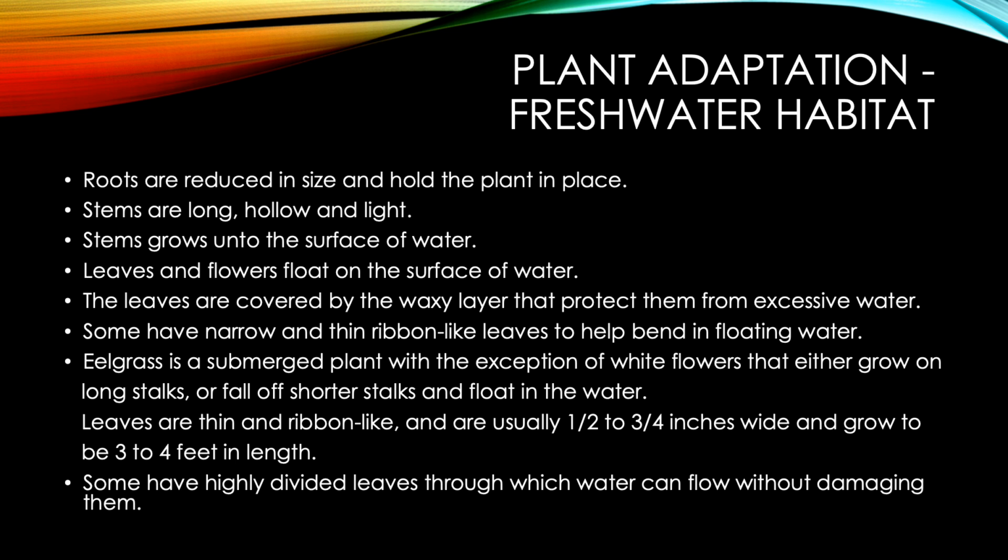Eelgrass is a submerged plant with white flowers that either grow on long stalks or fall off shorter stalks and float in the water. Leaves are thin and ribbon-like and are usually 1/2 to 3/4 inches wide and grow to be 3 to 4 feet in length. Some have highly divided leaves through which water can flow without damaging them.